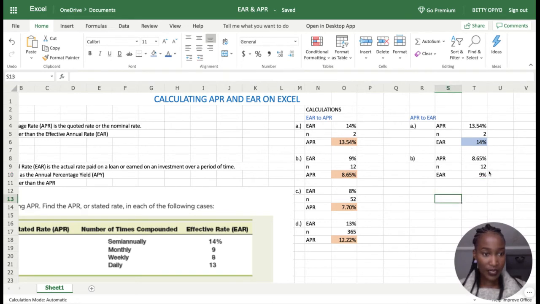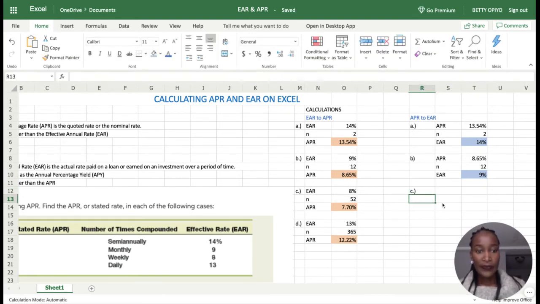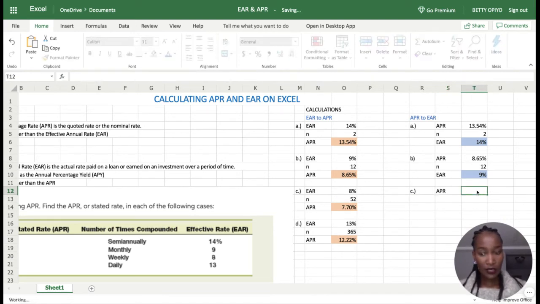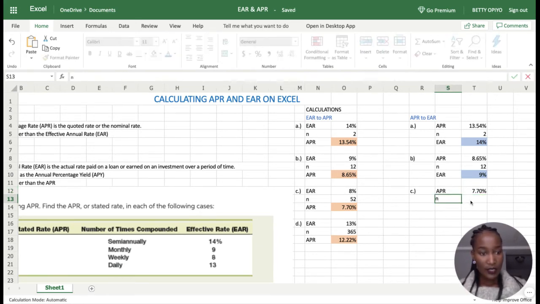All right, for C, we're also assuming that you've been given the APR as 7.70%. Number of compounding per year, it's weekly. We know that our answer should be 8%. So if it's weekly, we have 52 weeks in a year, and it would be 52.